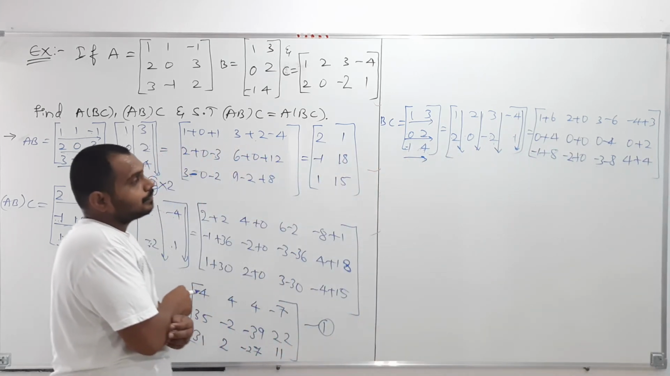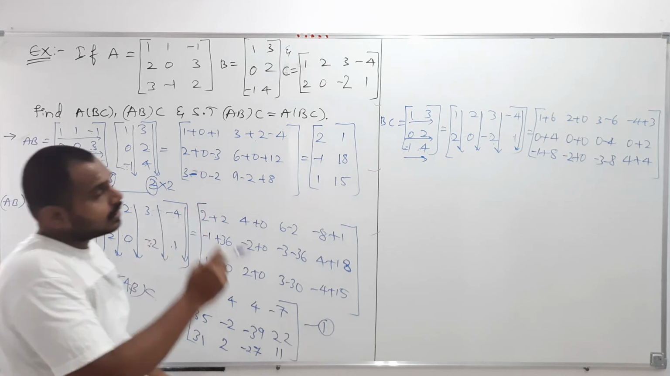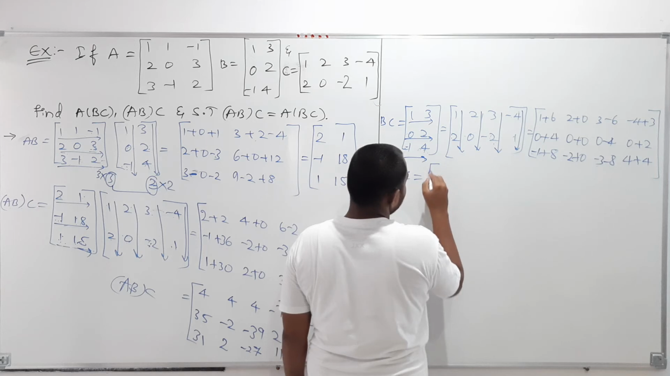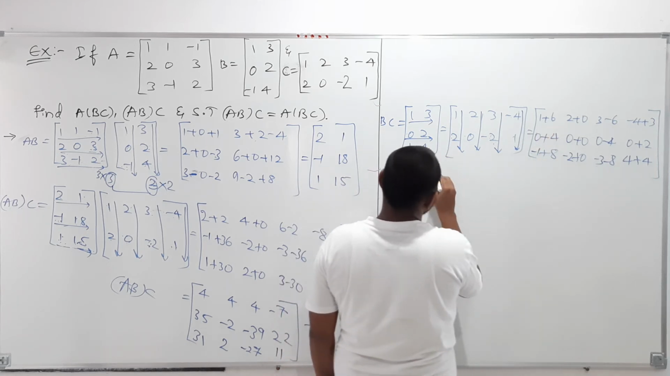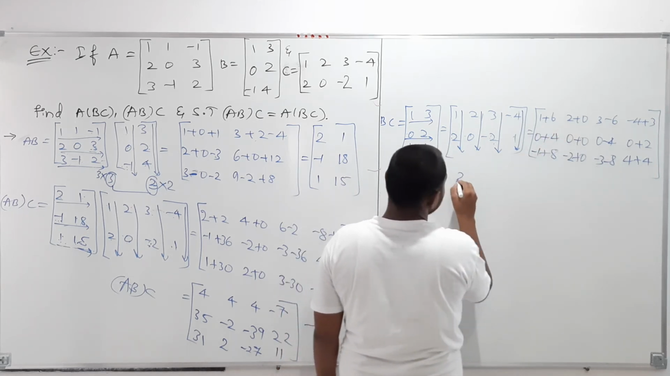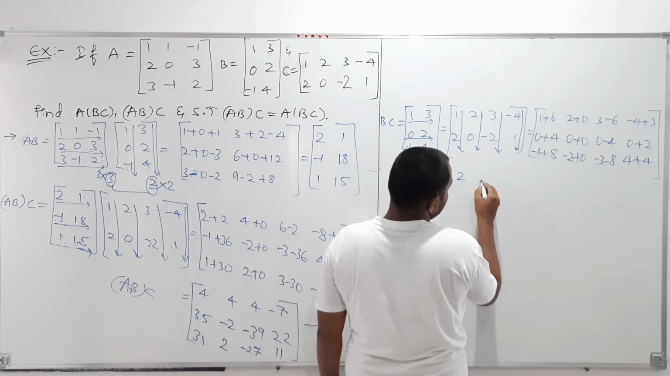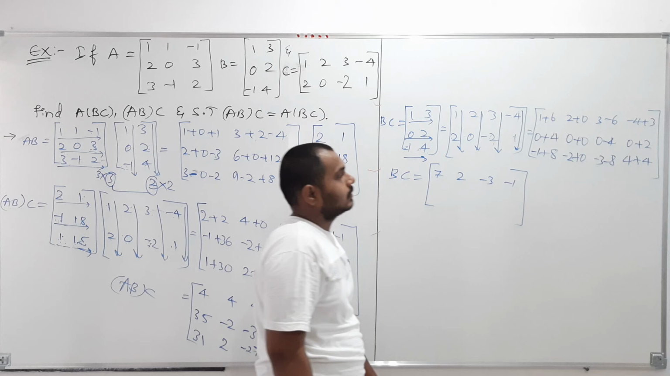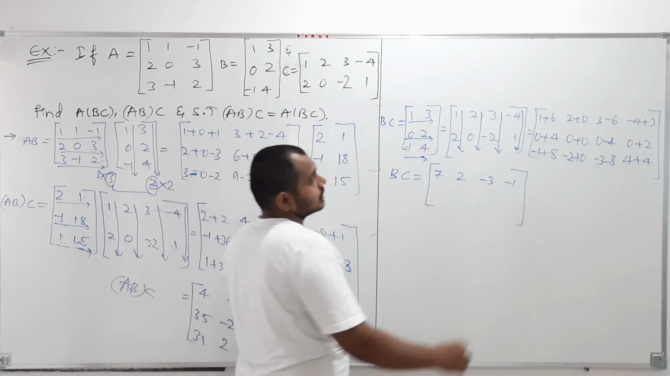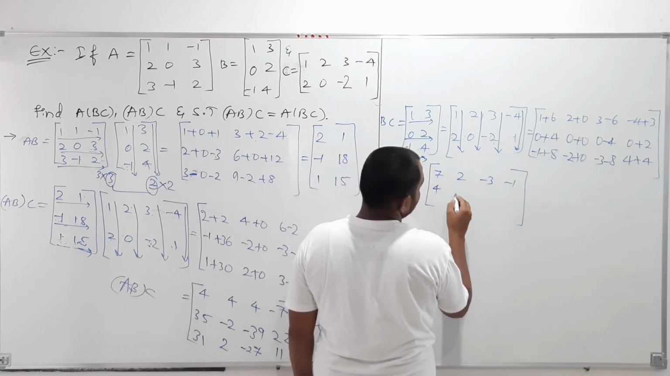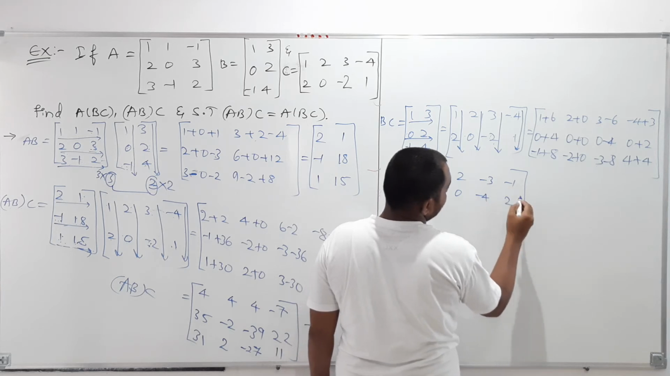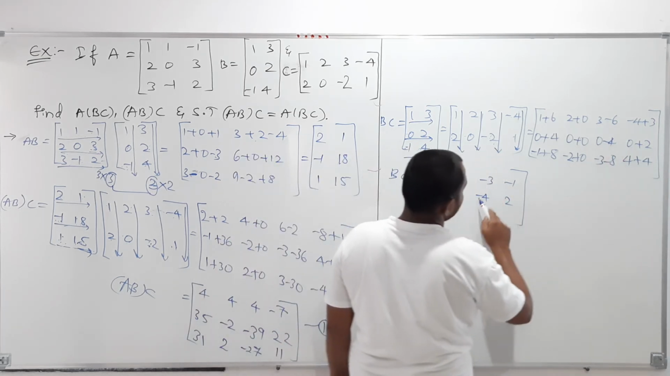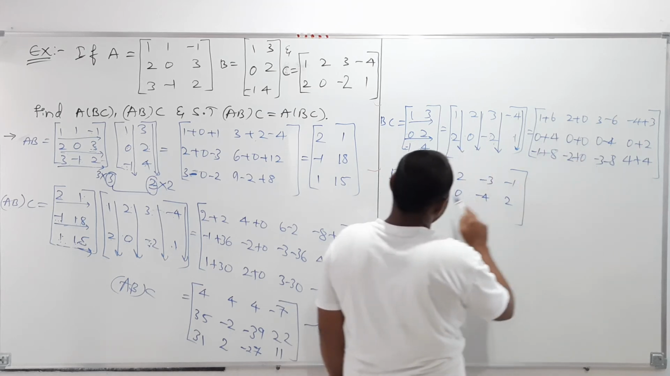I hope you understood. So therefore, now after simplifying this, we will get the BC value as. So BC is equal to 6 plus 1 is 7. 2 plus 0 is 2. Minus 6 plus 3 is minus 3. Minus 1. Clear? Next, 0 plus 4 is 4. 0 minus 4. 0 plus 2 is 2. 0 minus 4 is minus 4. 0 plus 0 is 0. 0 plus 4 is 4.